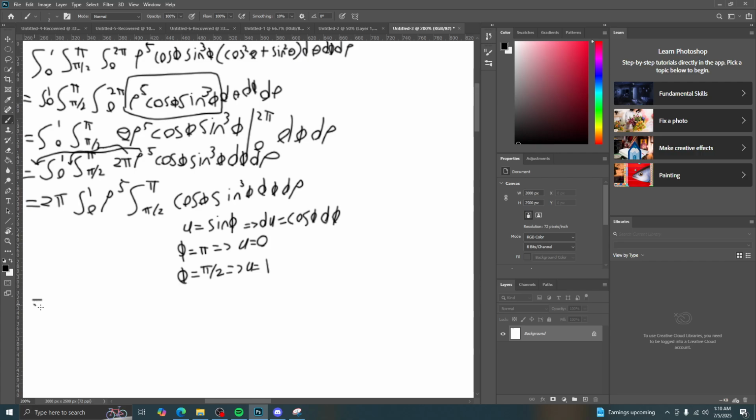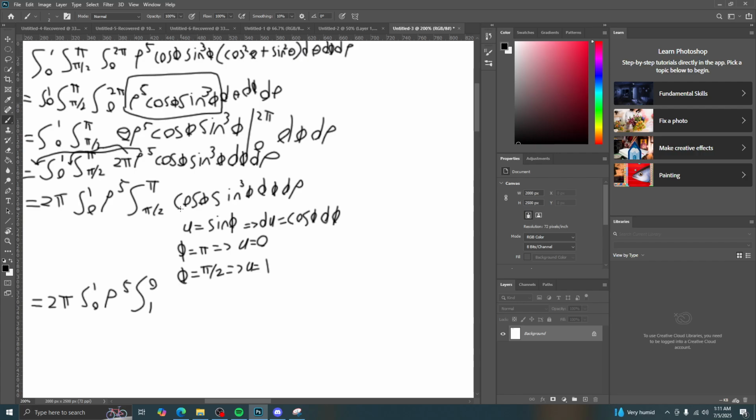So make sure you don't swap those just because 1 is greater than 0. Just make sure you keep that in mind when you're doing a u sub, to make sure that you're putting them in the correct order, even if it looks weird. And then so lower bound 1, upper bound 0, and then we have cosine phi d phi is du, right?